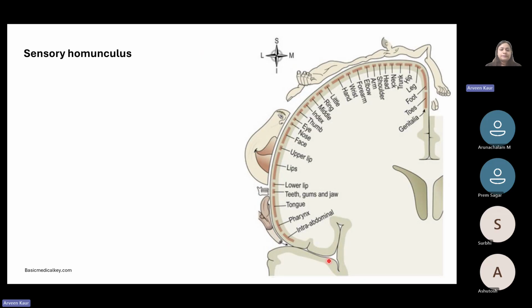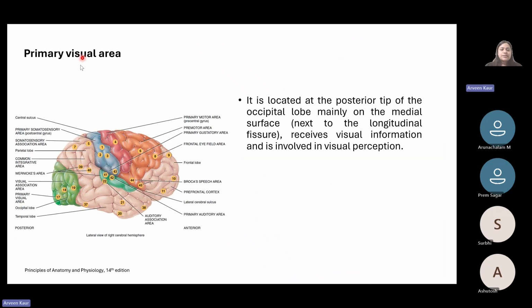Then comes the primary visual area, number 17. It is located at the posterior tip of the occipital lobe, mainly on the medial surface next to the longitudinal fissure, and it receives visual information and is involved in visual perception, right?